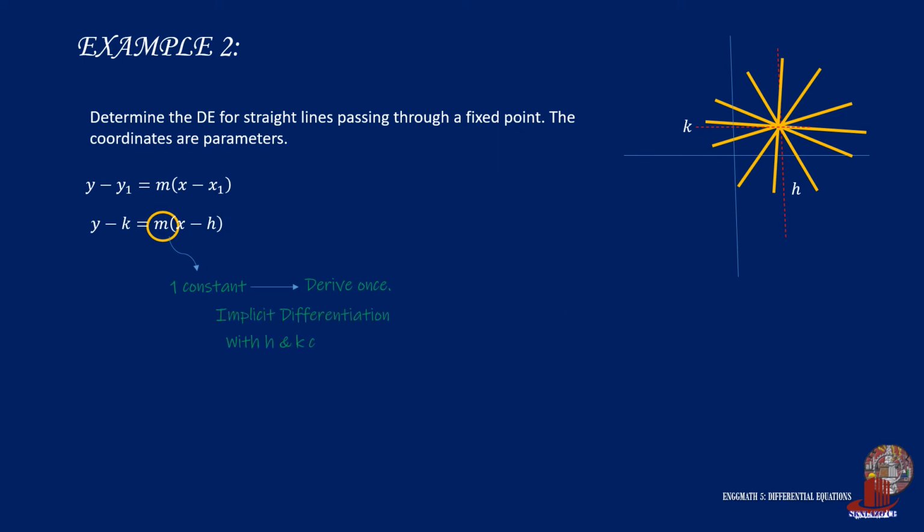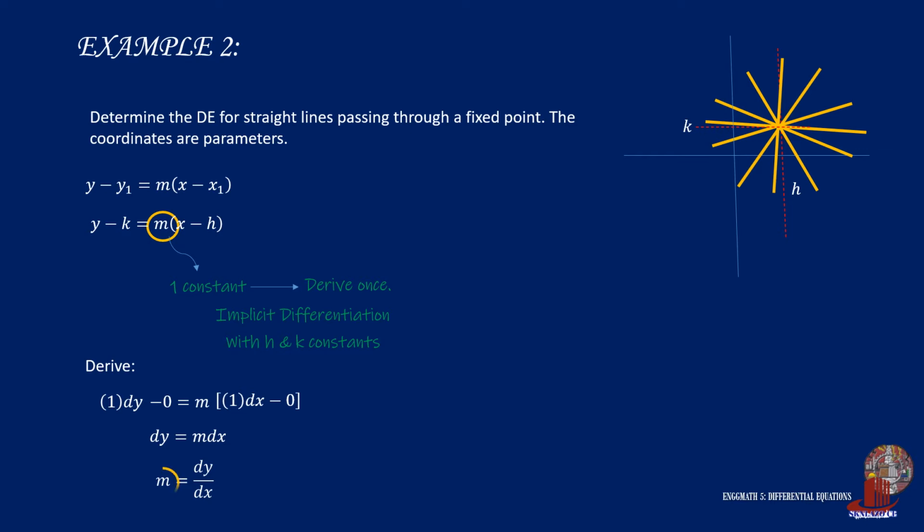In case we are to use implicit differentiation instead of the quotient rule, we derive y, which is 1 times dy, minus the derivative of k, which is then 0, and this is equal to m times the derivative of x, which is 1 times dx, minus the derivative of h, which is 0. The function can then be simplified as dy is equal to m times dx. So isolating m, we have m is equal to dy all over dx.